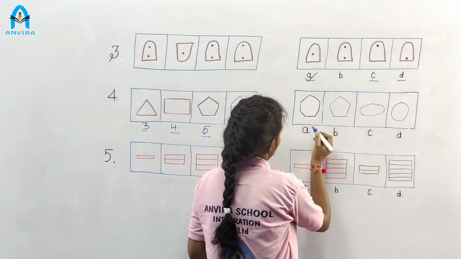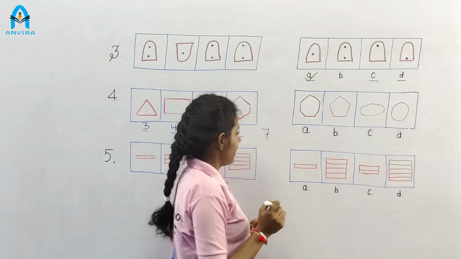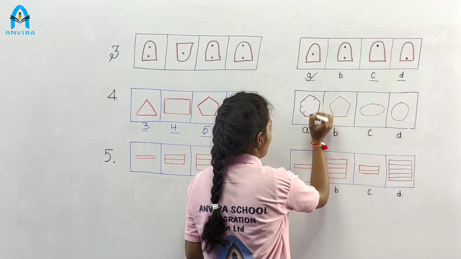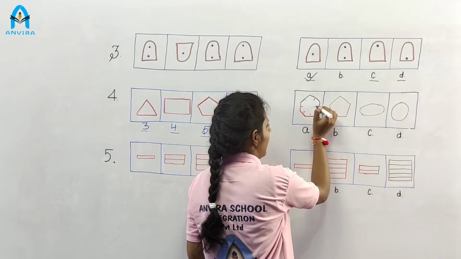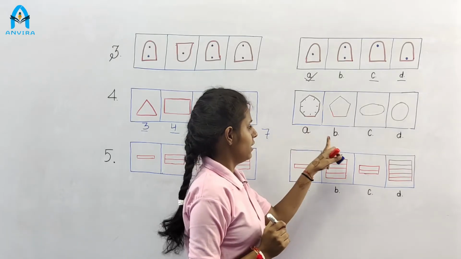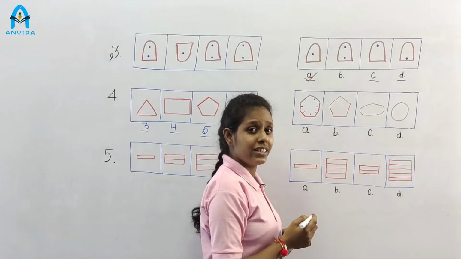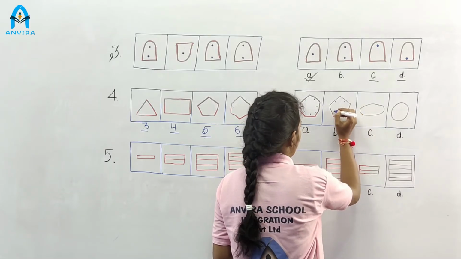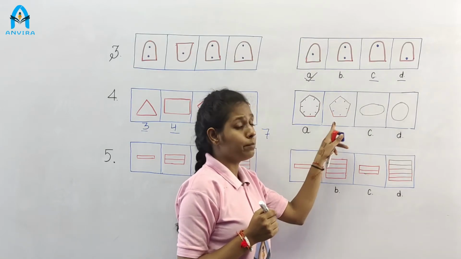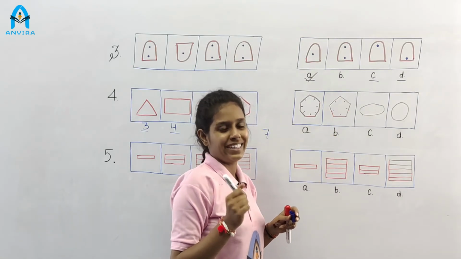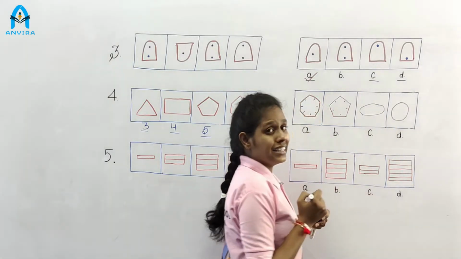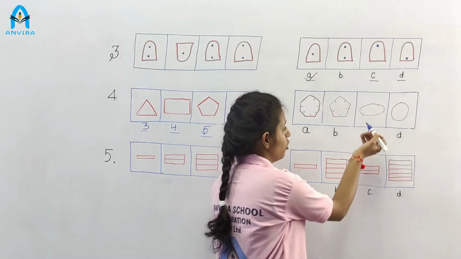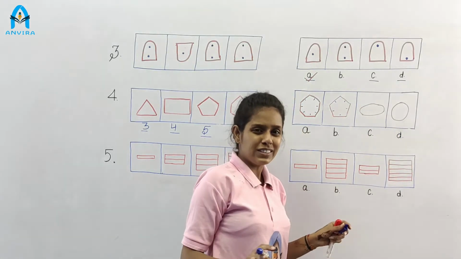Look at option A. What is this? Let's count the number of sides. 1, 2, 3, 4, 5, 6 and 7. Heptagon. Next, option B. Let's count the number of sides. 1, 2, 3, 4 and 5. A 5-sided pattern is called a pentagon. Next, what is this? This is an oval shape. Next, option D. What is this? This is a circle. An oval and a circle have no sides.